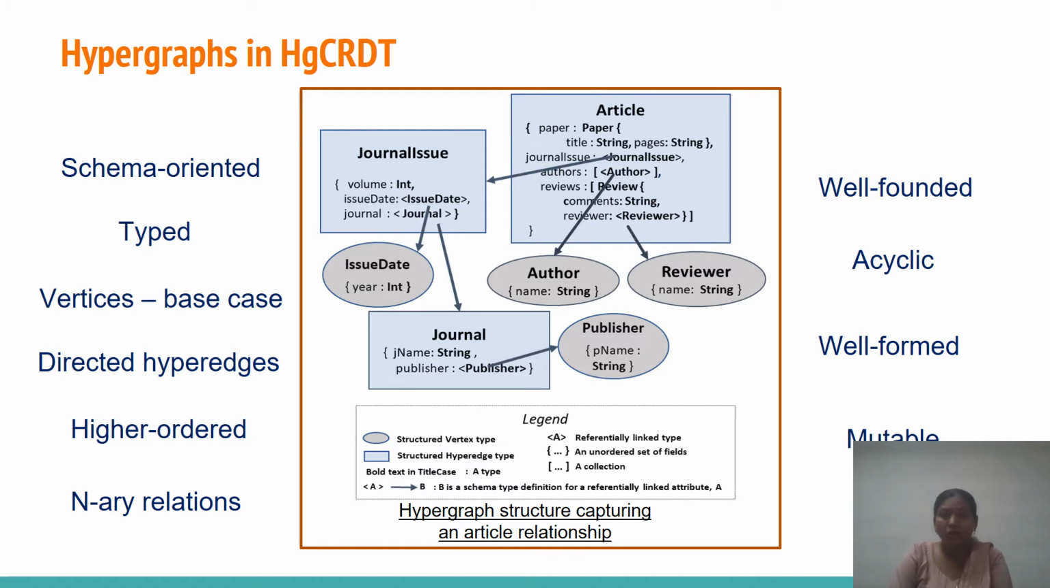Note that a well-founded structure brings acyclicity, and acyclicity is an important feature in databases for several essential features such as consistency and monotonic joins. We work with well-founded hyperedges that don't form any cycle or self-loop. In addition, the hyperedges are mutable in that their referentially linked atoms can be modified.